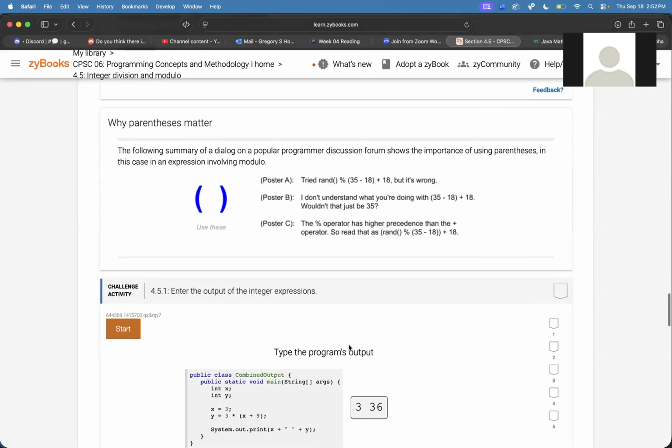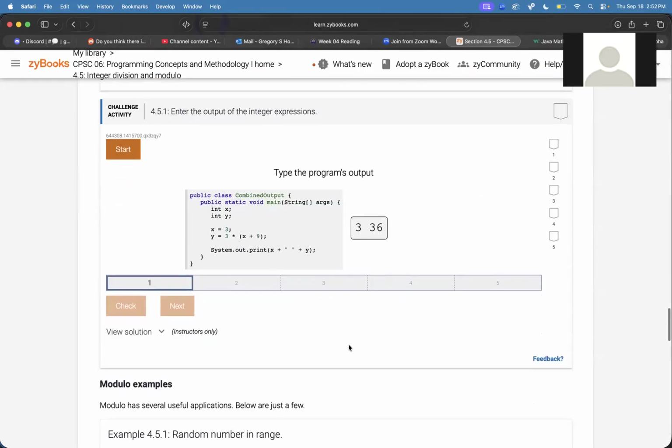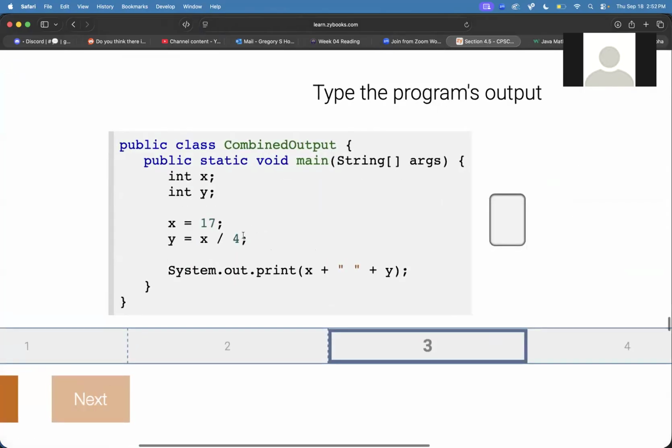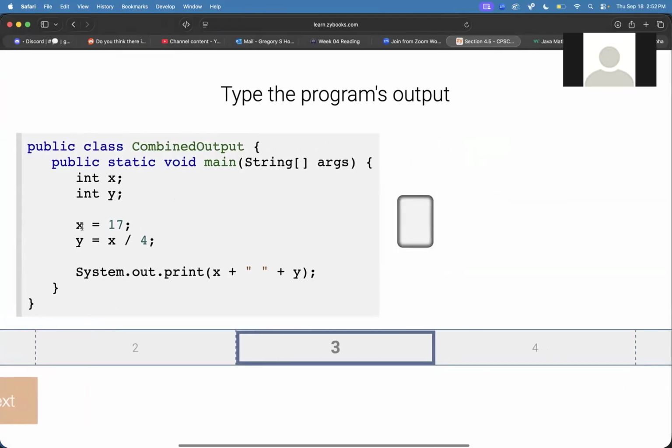Okay, let's go to something where we can actually do some calculations here. Let's start this. I don't see modulo here. Let's skip to number 3. All right. X is 17. Y is X over 4, so 17 divided by 4. And then it prints them out. So it's going to print the X, which is 17, a space, and then the Y.